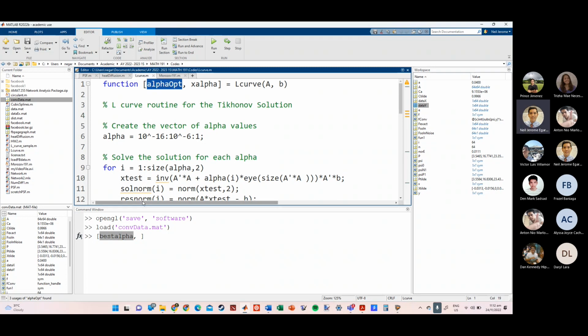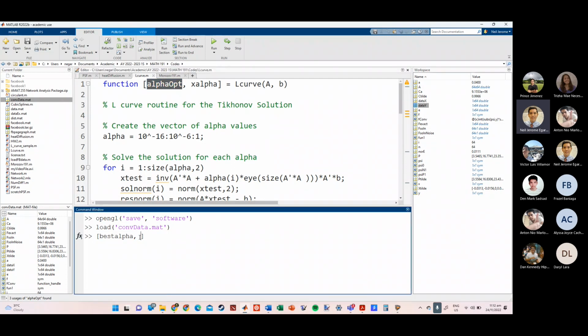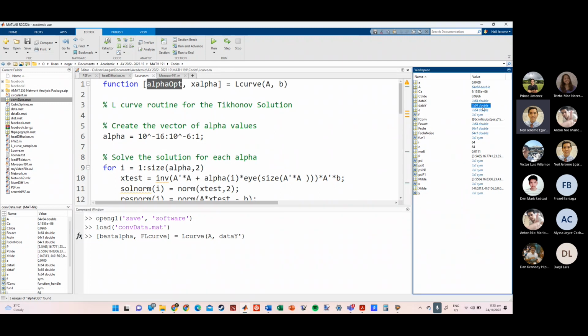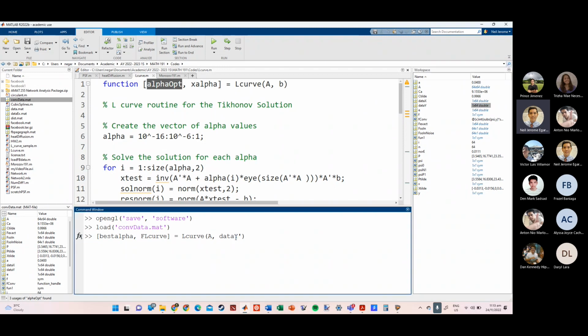Okay? Tapos comma, yung X alpha pwede kong tawaging F ng L curve. F L curve. Halimbawa. Tapos equals, etong dalawang variables na to, yung vector consisting of best alpha and FL curve ay makukuha by running L curve with the following inputs, A and data Y prime. Kailangan ko yung data Y prime kasi kung makikita nyo sa workspace, si data Y ay 1 by 64. Dapat 64 by 1, dapat column vector, kaya kailangan ko siyang i-transpose dito. Then hopefully, mag-run na siya.